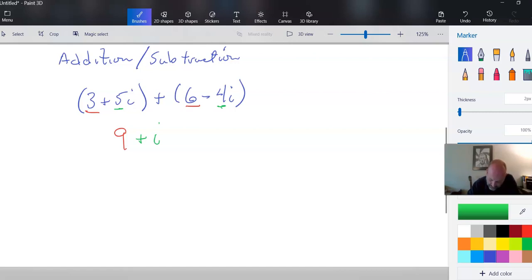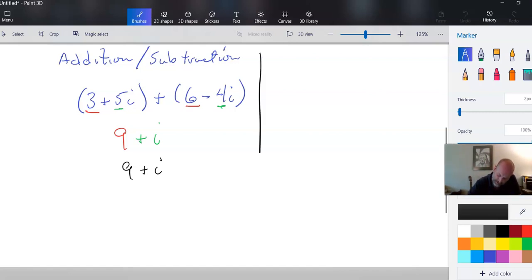Oh, that's not a very good color. Let me just rewrite it. So I end up with 9 plus i. So the real portion is 9. The imaginary portion is 1, right? There's always a 1 next to those things. It's right there. You can't see it, but it is there. You just don't need to write it. Okay.